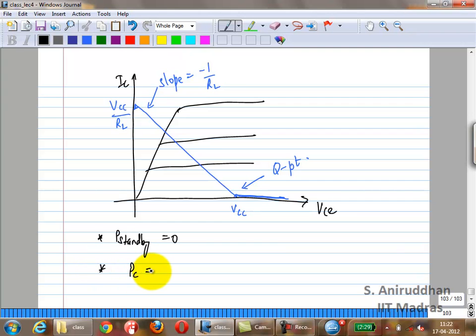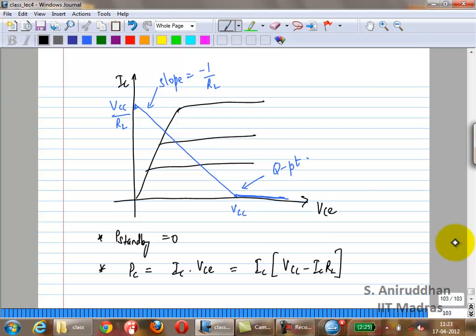What is the power dissipated in the transistor? It's just IC times VC, collector current times collector voltage. It is going to be a function of time and a function of a number of factors, even including the input signal. So we'll write the VCE as VCC minus IC RL. I out is IC for half of the cycle, right?